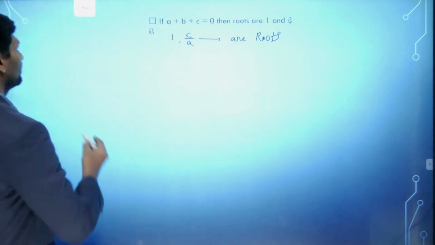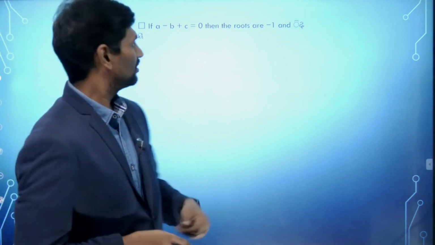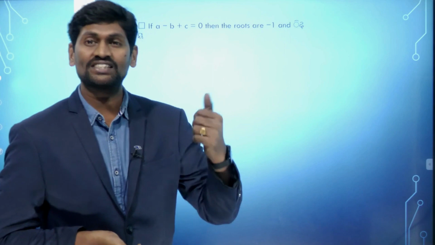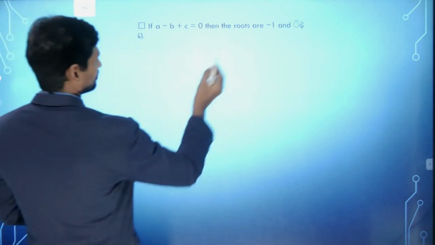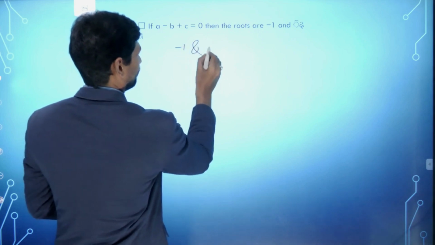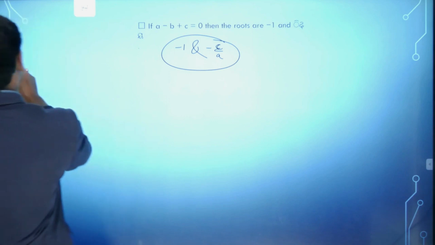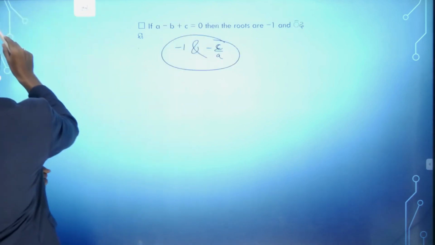A plus b minus c. Am I right? No, a minus b plus c. If a minus b plus c equals 0, then minus 1 and minus c by a are roots. Here minus 1 and minus c by a are roots. In the previous one, 1 and c by a are roots of the quadratic equation.